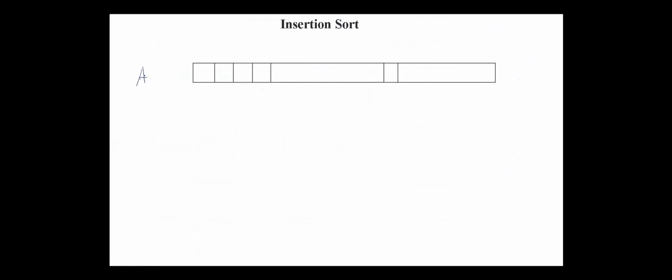In general, if we have array A and now A sub i is under consideration, all the elements before A sub i are sorted. And our task now is to insert A sub i in its correct position. We copy A sub i into location key to free this location for shift operations.